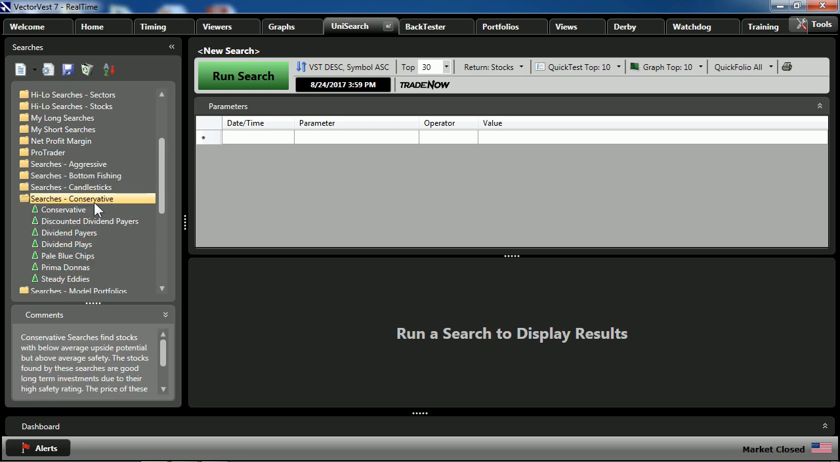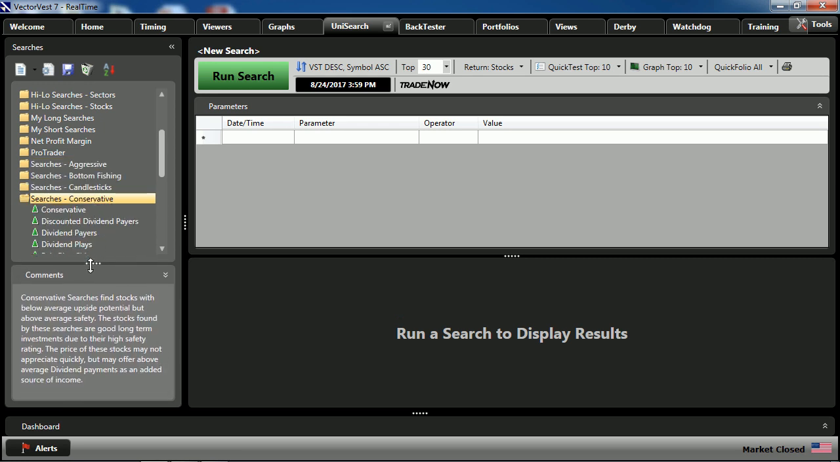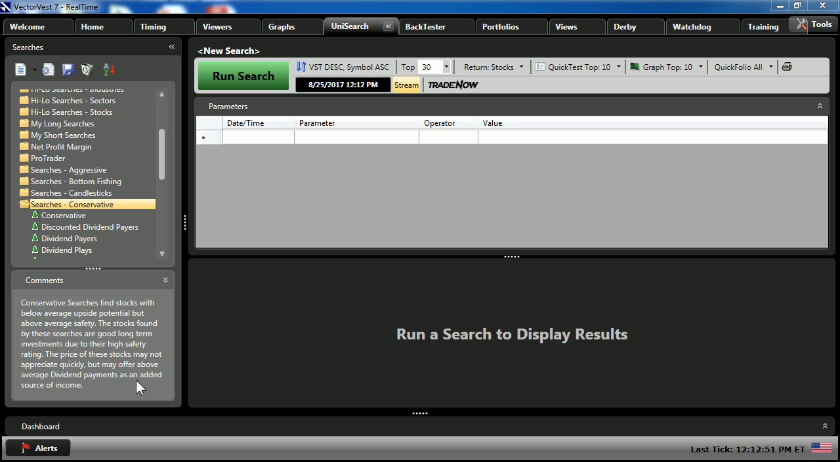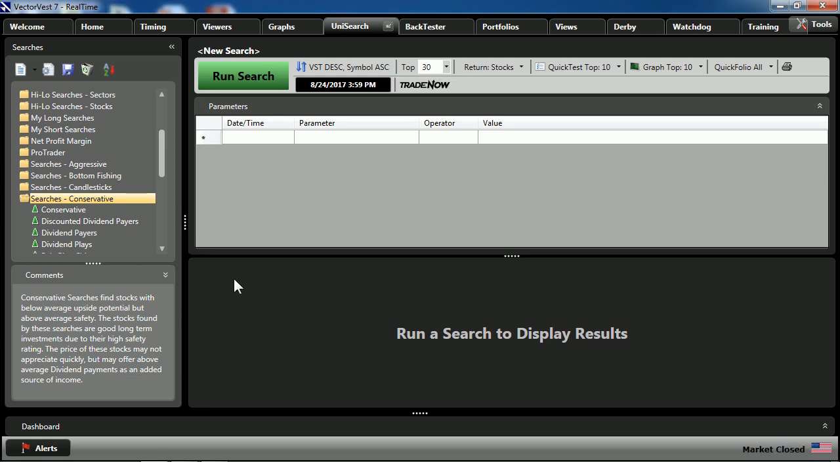If you're a conservative investor, you have a description at the bottom. Conservative searches find stocks with below average upside potential, RVs less than 1, but above average safety, RS greater than 1. The stocks found by these searches are good long-term investments due to their high safety rating. The price of these stocks may not appreciate quickly, but may offer above average dividend payments as an added source of income.